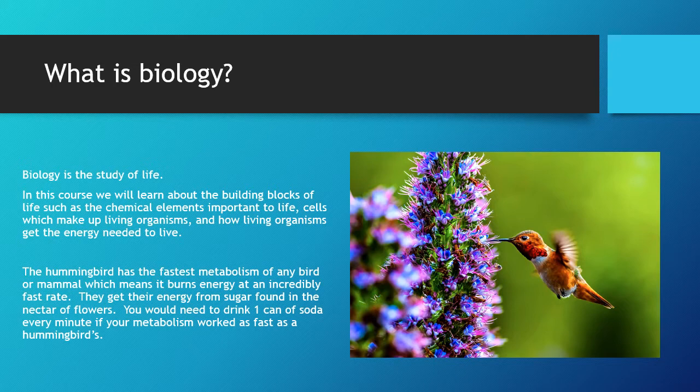Since biology is a study of life, it's a study of a lot of things that we can relate to and that are going on in our own lives. For example, you've probably heard of your metabolism before. The picture on the right shows a hummingbird, and a hummingbird has the fastest metabolism of any bird or mammal, which means it burns energy at an incredibly fast rate. Hummingbirds get their energy from sugar found in the nectar of flowers. If a hummingbird was the size of you, you would need to drink 1 can of soda every minute if your metabolism worked as fast as a hummingbird. So that's just a fun fact. And we will get into metabolism toward the end of the course.